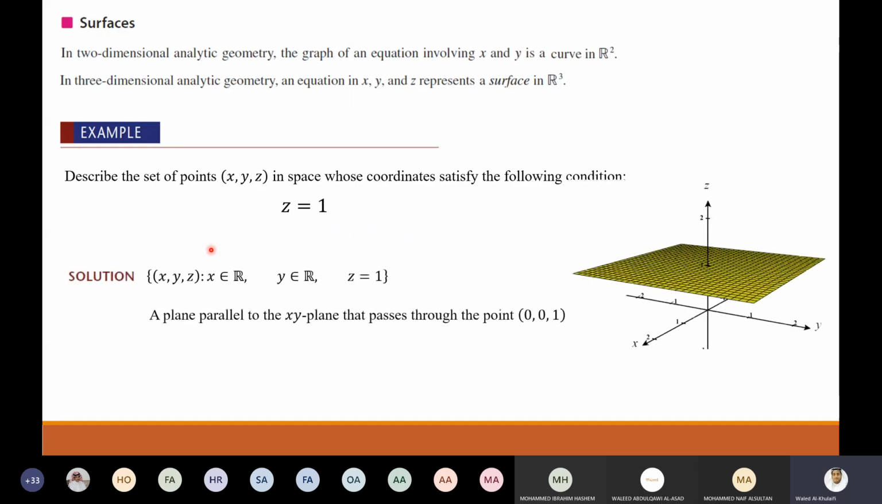So this is it. You can write it as I said: all the points x and y and z, such that x is a real number, y is a real number, but z is equal to 1. And you can sketch it this way: the plane on 1, a plane parallel to the XY plane that passes through the point 0, 0, 1. This is the description, how we write it for this one. And notice that it passes through the point 0, 0, 1, which is the point on the z-axis here.